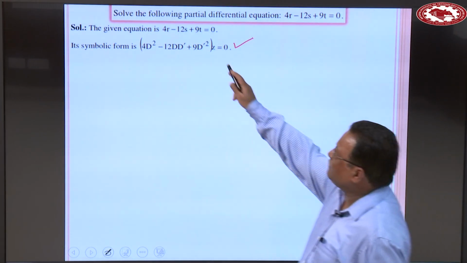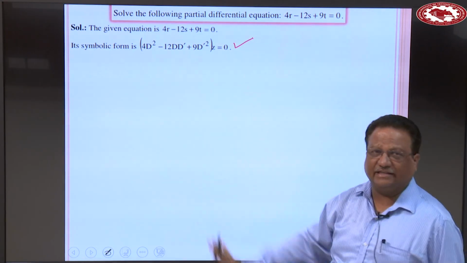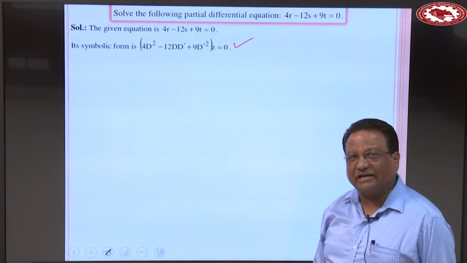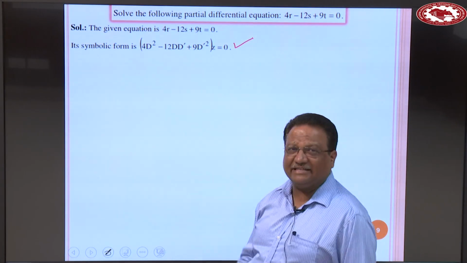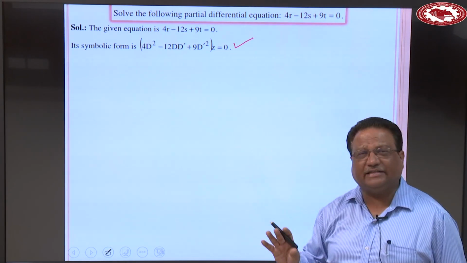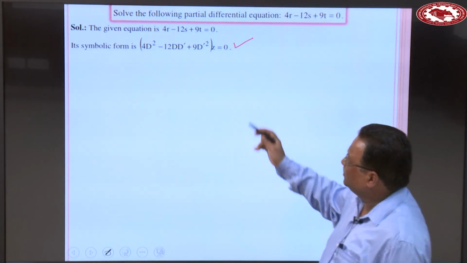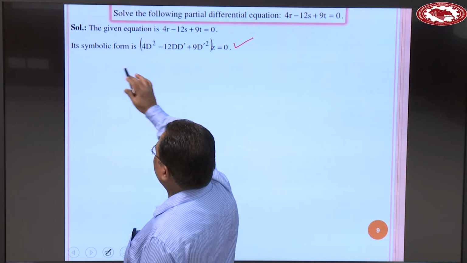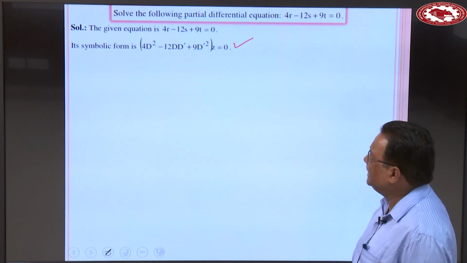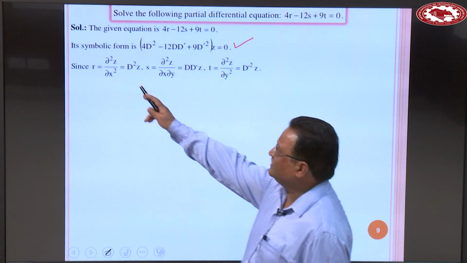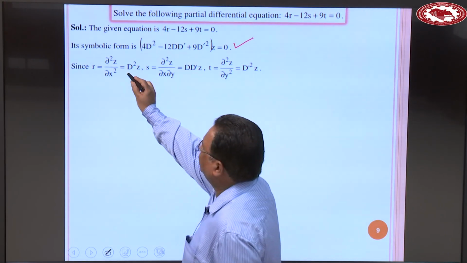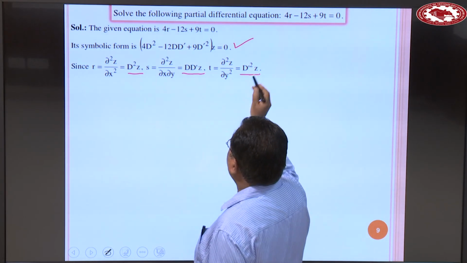Clear? So this should be clear to you now, how it is being written. Right, r, s, t: r is del square z over del x square, s is del square z over del x del y, and t is del square z over del y square. Right, so keeping in mind all these notations, the symbolical form can be written as (4D square minus 12DD dash plus 9D dash square) z is equal to 0, where r is this, s is this, t is this. So we can represent it this way: D square z, DD dash z, and D dash square z.